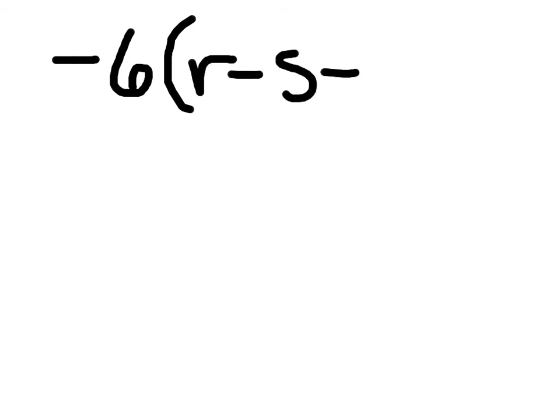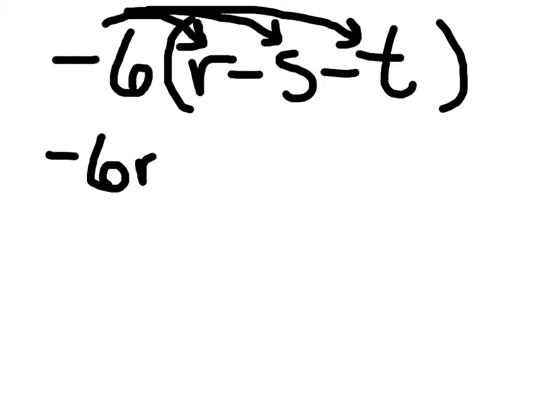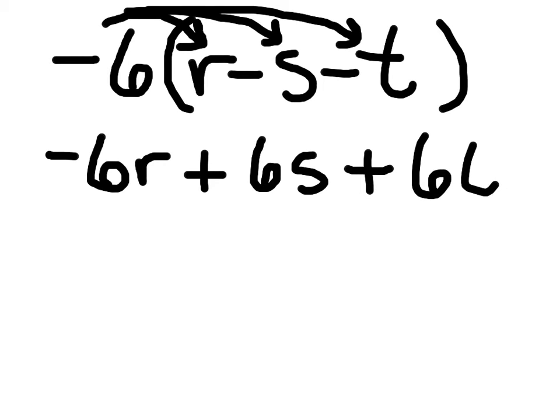All right. Let's do 3b. Now this is where we got to distribute a negative. Notice that? Negative 6 open paren r minus s minus t. Now this is going to get a little tricky. Negative times negative is a positive. So it'd be negative 6r plus 6s, minus minus t, so plus 6t. Good, because we're multiplying.